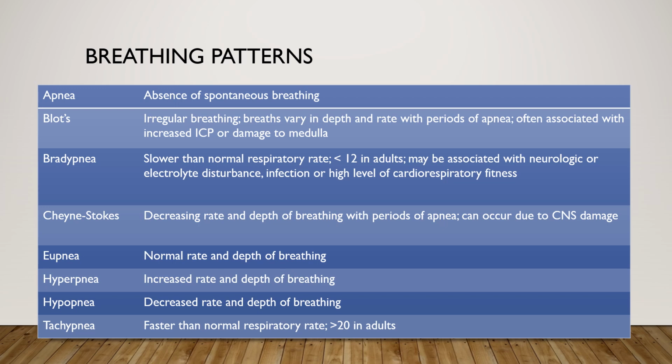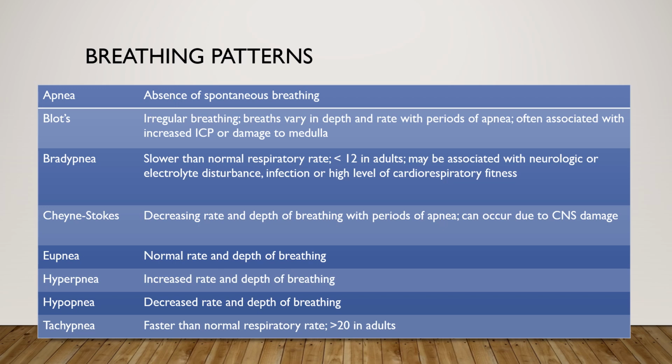So Biot's is a little bit more irregular, where Cheyne-Stokes is more periodic, where breathing progressively gets faster and deeper, and then slowly gets slower and shallower until there is a period of not breathing, and then it ramps back up again and kind of follows this periodic cycle. Whereas Biot's breathing pattern is more irregular with breath and depth and periods of apnea.